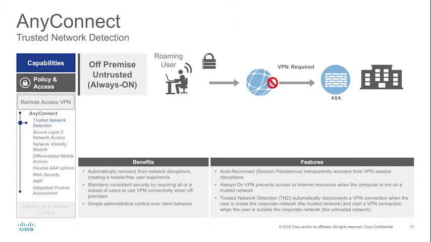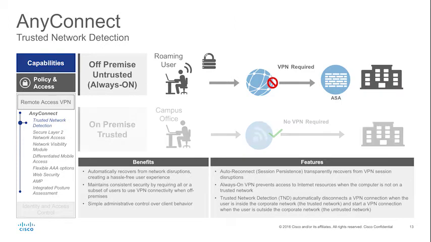Otherwise, it fails and logs an event indicating the certificate is invalid. It also requires a host to be defined in the server list of the profile and maintains a consistent security by requiring all or a subset of users to use VPN connectivity when off-premises. The trusted network detection ensures that trust network configuration cannot be spoofed.